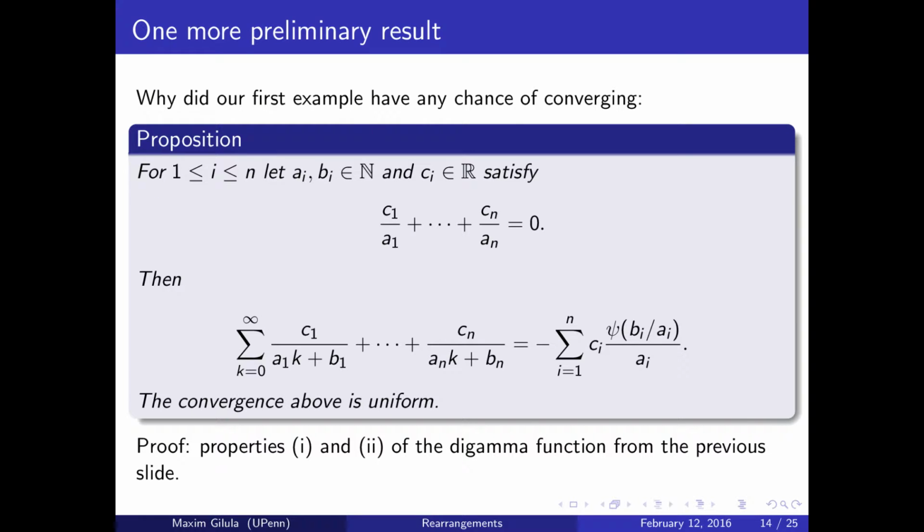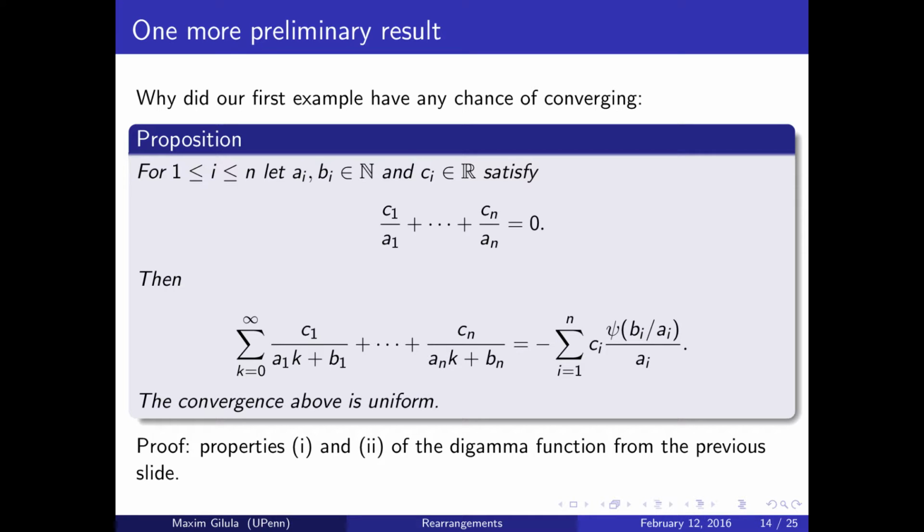So we had this rearranged series. Why did it even have a chance of converging? This will answer the question. And why do the sums in the theorem have any chance of converging? So if we have some numbers, I'll write them as Ci over Ai, and the sum equals 0, then this sum of terms converges, and we know exactly what it converges to in terms of digamma. And it converges, sorry, I should say absolute, that should be absolute convergence.